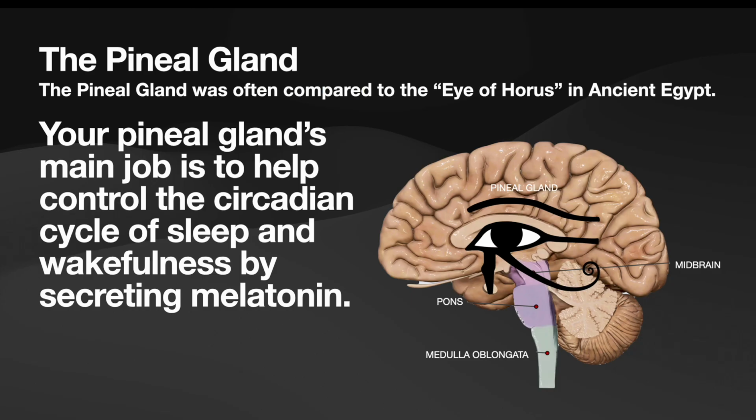The next thing is the pineal gland. If you've been on Instagram and you've listened to any spiritual guru or any neo-spiritualist, they will tell you that the eye of Horus, or the third eye, is linked to the pineal gland. But this isn't always necessarily the case. The pineal gland's main job is to control the circadian rhythms of sleep and wakefulness by secreting melatonin.